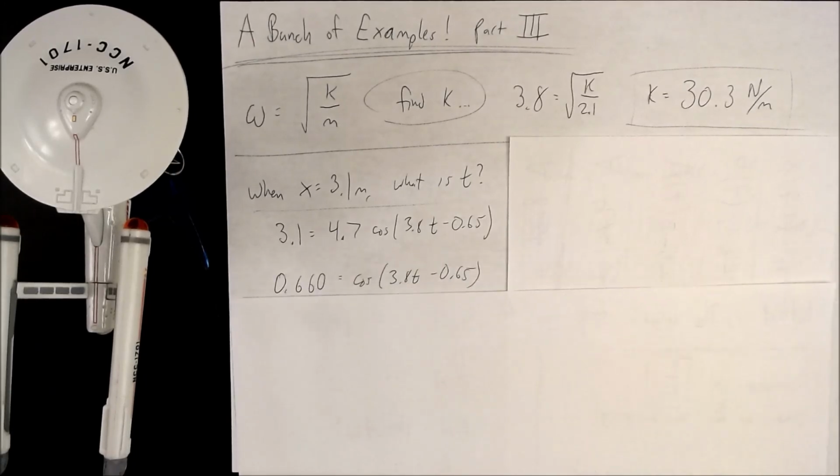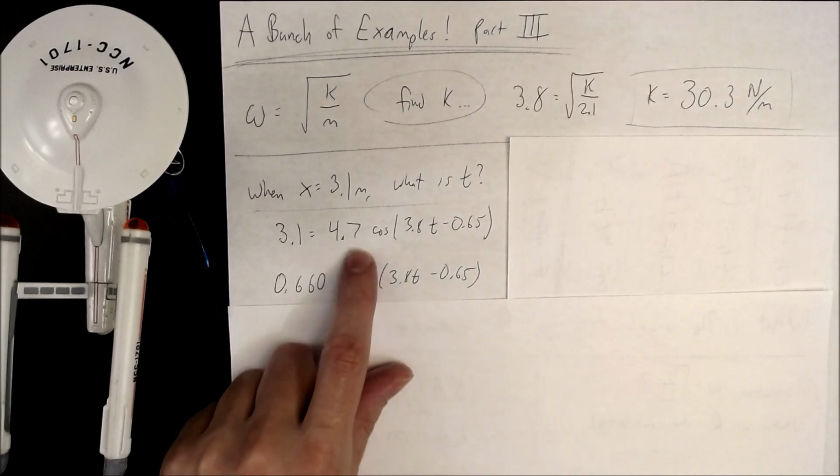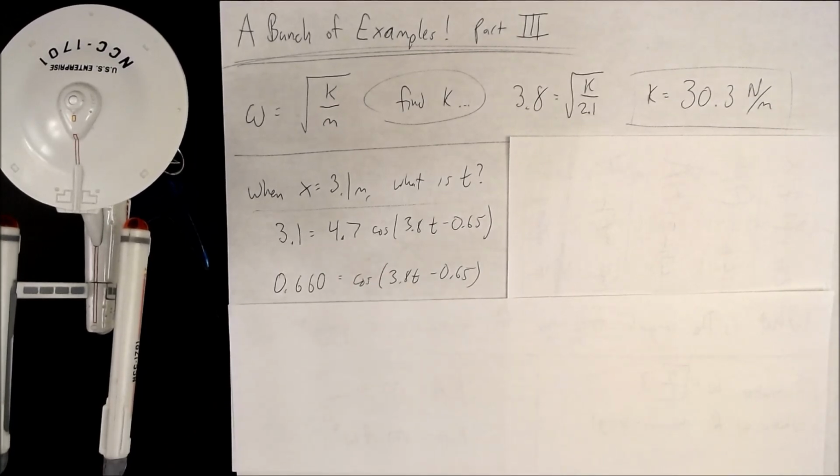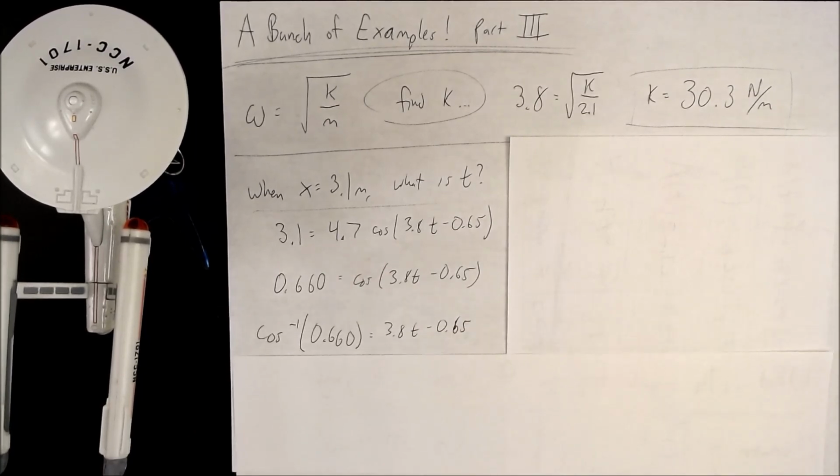Okay, well, I can divide both sides by 4.7. I can take the inverse cosine of both sides, and I can subtract off 0.65, then I can divide both sides by 3.8, and I find that the time is going to be 0.395 seconds. And as I said, that's just the first time that that will occur.